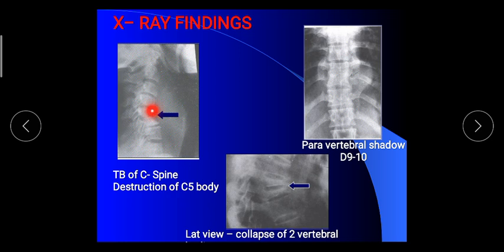In this X-ray, you can detect the destruction of the cervical 5th vertebra. Here is the paravertebral shadow. This is the paravertebral shadow adjacent to the D9, D10 vertebra. And here you can see 2 vertebrae have been destroyed and collapsed.